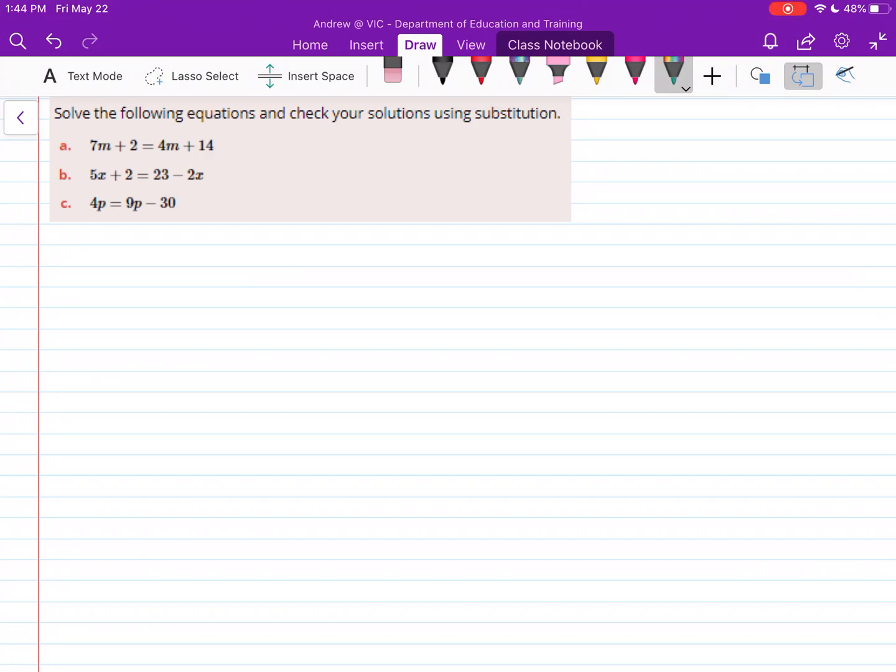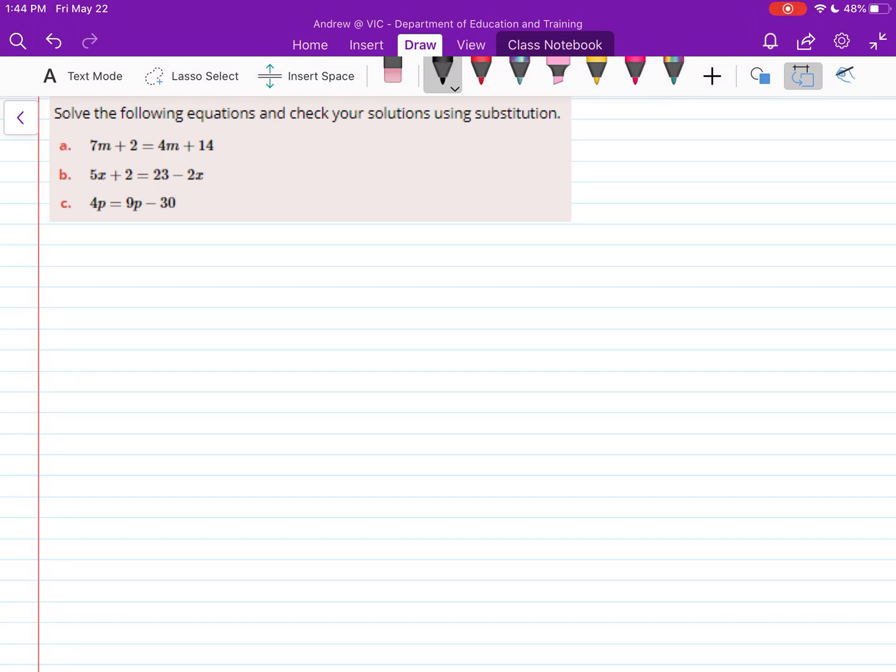G'day everyone, so in this video today we're going to be looking at solving equations, and we're also going to be looking at making sure that you can check your answers using substitution. So, firstly, solving equations, just remember you need to use your inverse operations, okay?